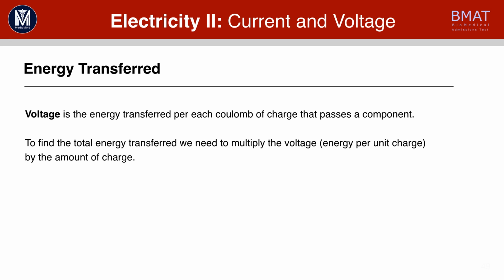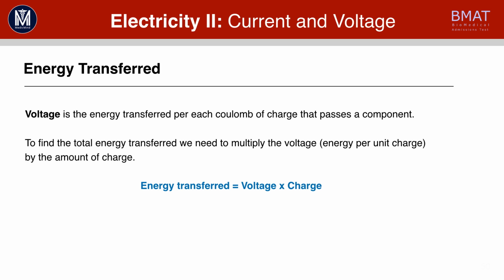Earlier, we defined voltage as the energy transferred per coulomb of charge that passes a component. Therefore, to find the total energy transferred, we need to multiply the voltage, which is the energy per unit charge, by the amount of charge.